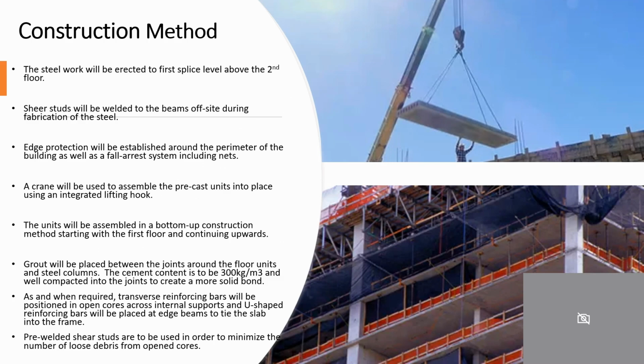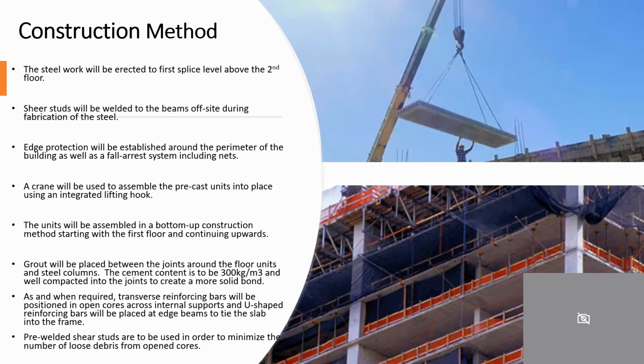So moving on to the construction method, the steelwork's going to be erected to first splice level above the second floor. Shear studs will be welded to the beams off-site during fabrication of the steel to minimise the amount of time wasted on site. This is also going to reduce any health and safety risks. Edge protection will be established around the perimeter of the building, as well as a fall arrest system, including nets, to comply with all health and safety.